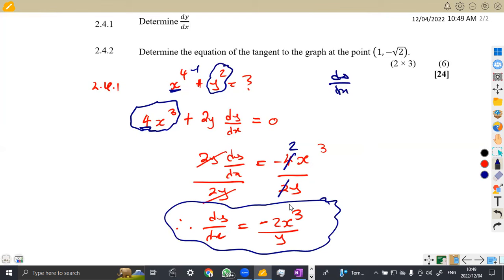All right, anyways, on 2.42, determine the equation of the tangent to the graph at a point which is presented as 1, minus square root of 2. So this is x and this is y. Okay, this is the equation of a tangent.